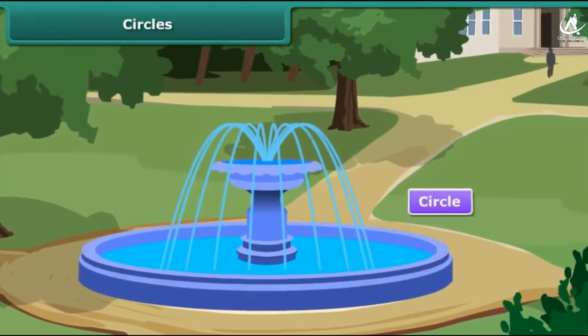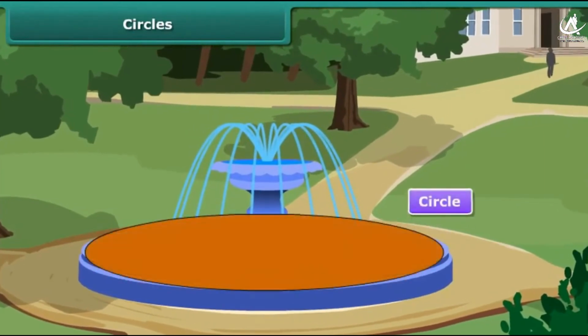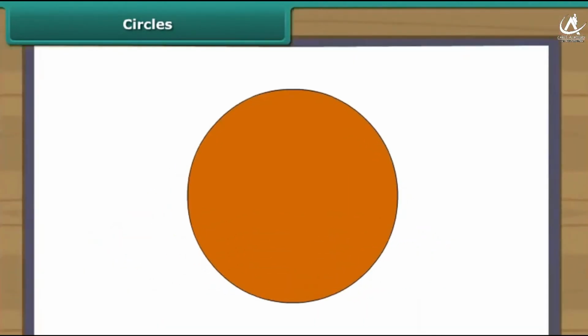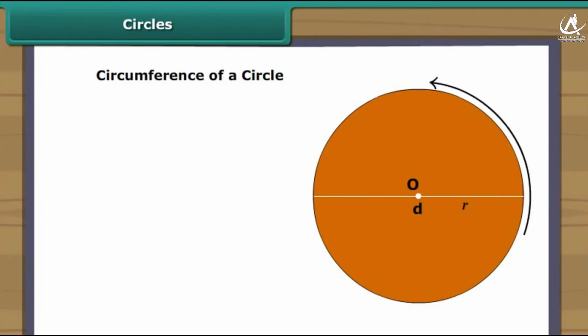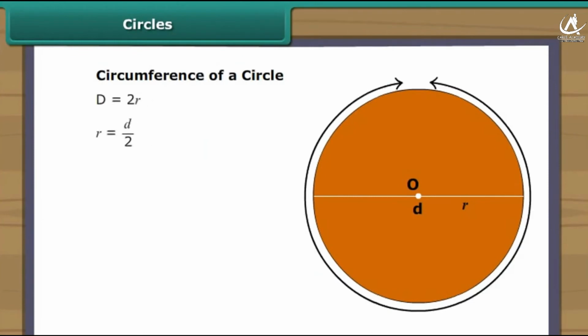Circles. Students, have you noticed the shape of the fountain? The fountain is in the shape of a circle. Can you measure the circumference of the circle? Yes. If you know the radius of the circle, then by using the formula of circumference of a circle. Circumference of a circle is the distance around a circular region, in other words, the boundary of the circle. Circumference of a circle is the product of a constant called pi and its diameter, or twice the product of pi and radius of the circle.